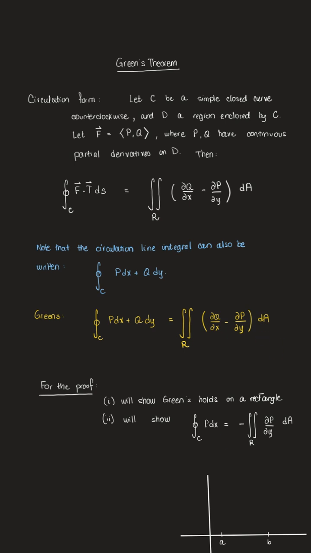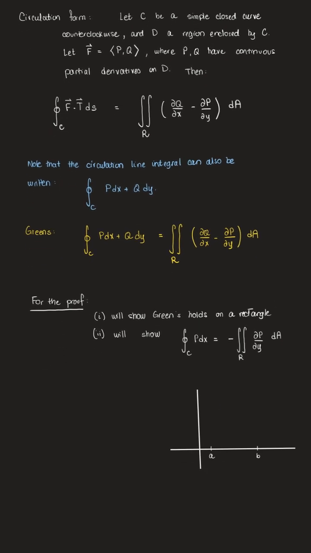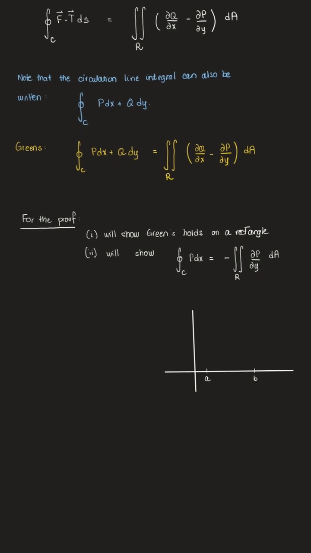So for this proof, I'm going to show that Green's theorem holds for a rectangle first. So that is a closed curve, and we'll show just the part where the line integral of P dx will be equal to the double integral of the negative partial of P with respect to y over the inside region. And if you want to show the other part, Q dy is equal to this piece over in the double integral, then you can follow a very similar structure.